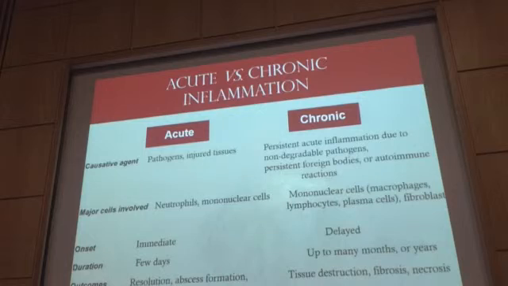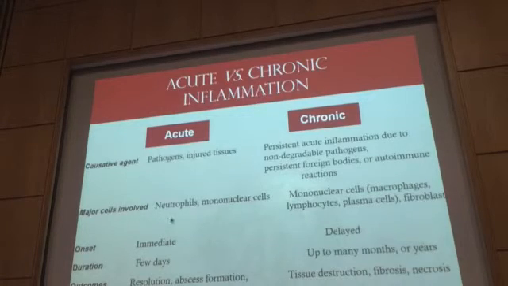Okay, so you have here a summary of acute versus chronic inflammation. The causative agent can be different. Acute inflammation can be caused by pathogens or by tissue injury. Chronic inflammation can be caused by persistent acute inflammation, but also by different pathogens that cause chronic reactions.